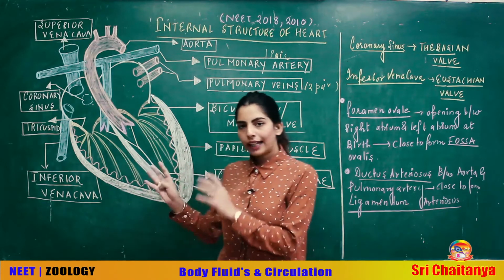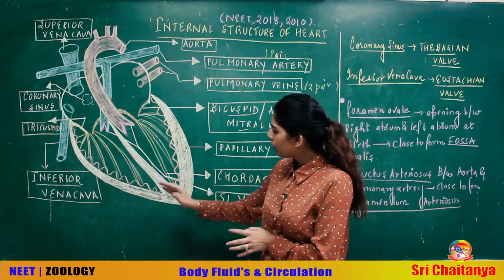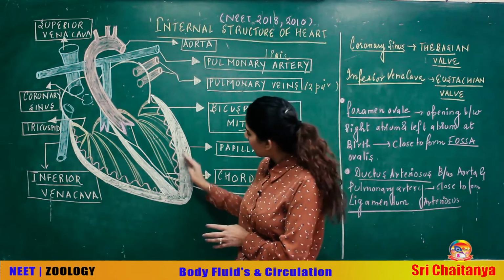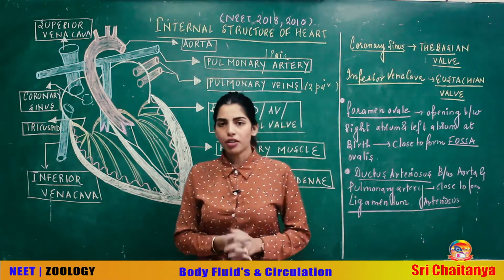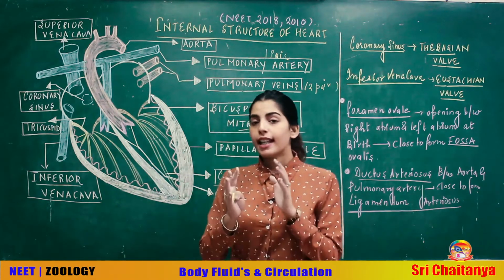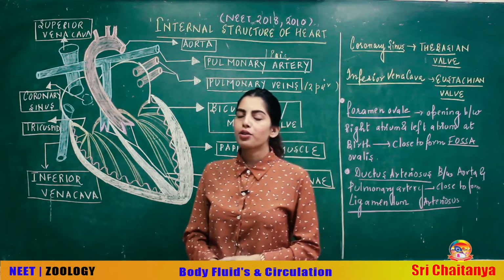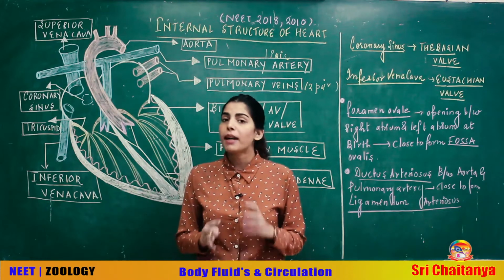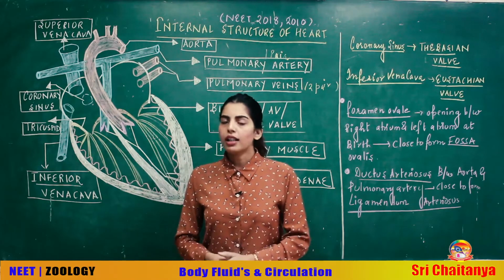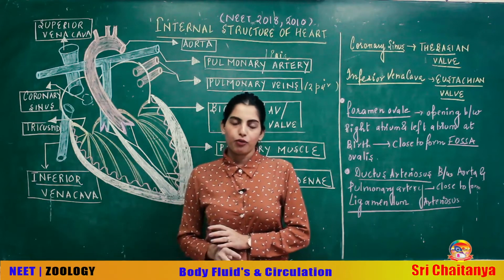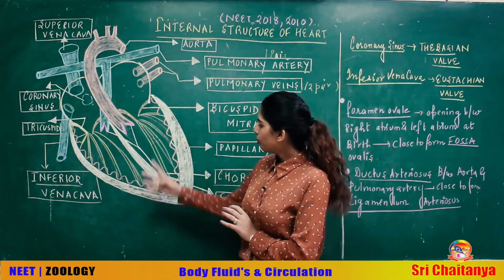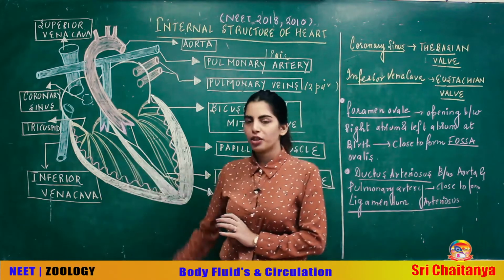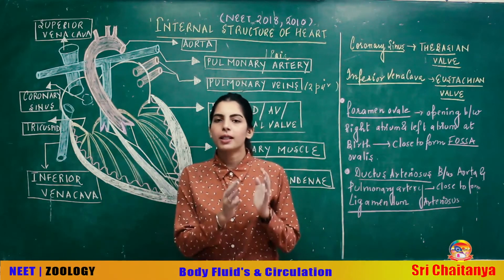Now students, first look at the basic structure. When you compare the ventricle walls, you will see that there is a thicker wall in case of the left ventricle. Why is it so? Because the left ventricle has to pump blood to the whole body, and that's the reason why your left ventricle has a comparatively thicker wall than the right ventricle. Also between these 2 ventricles there is a septum, a division which is called the interventricular septum.